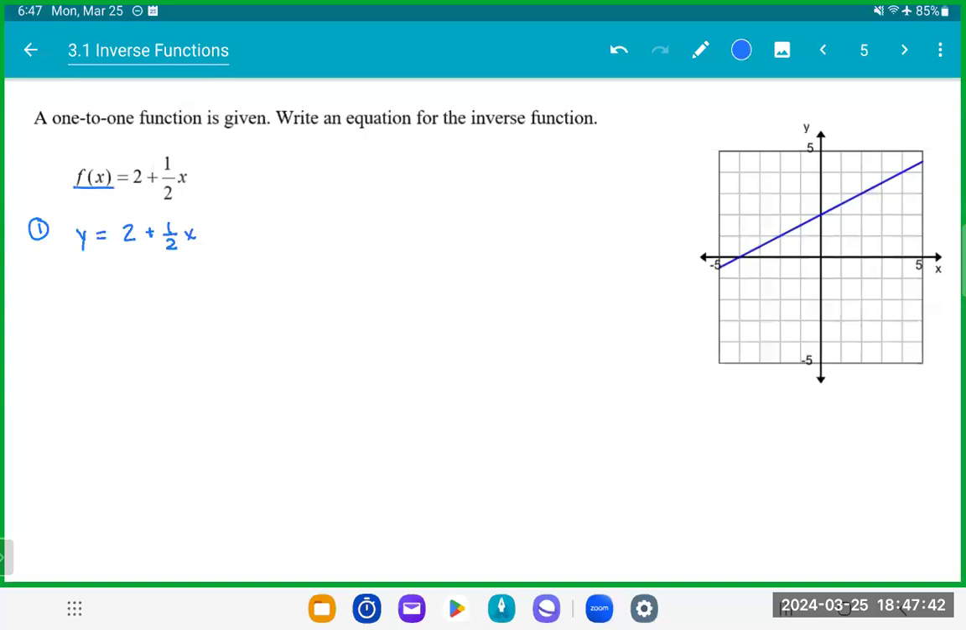Okay, so all we've done is replace this with y. Let me do that in color.